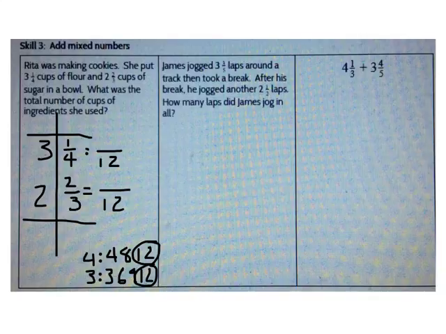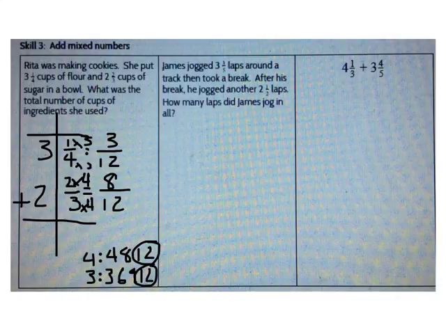What's 1/4 when written with a denominator of 12? Well, 4 times 3 is 12, and 1 times 3 is 3. So 1/4 is equal to 3/12. What's 2/3 when written with a denominator of 12? Well, 3 times 4 is 12, and 2 times 4 is 8. 2/3 is equal to 8/12.